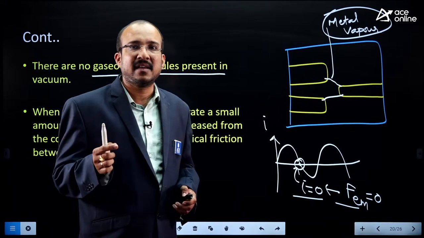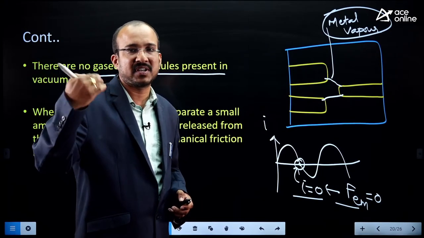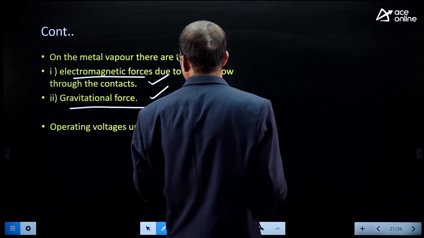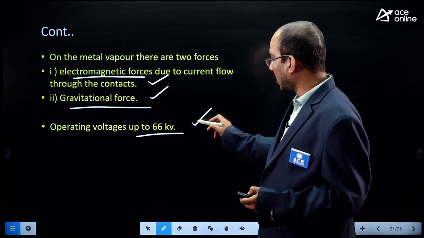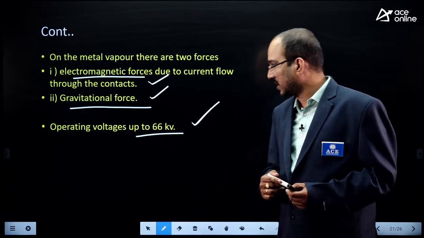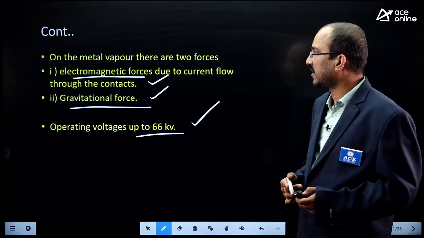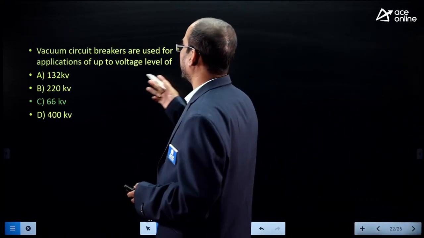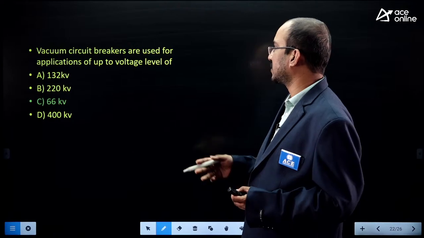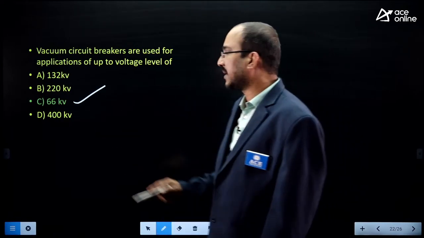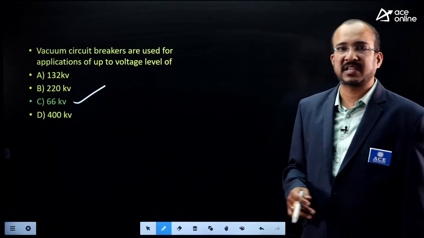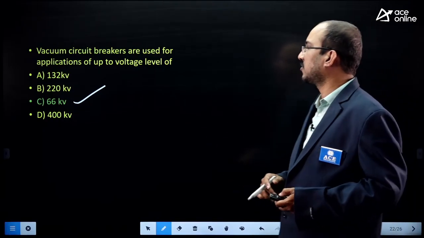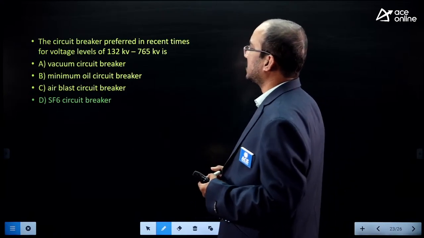We can say that first swing stability can be obtained by using vacuum circuit breakers. Okay, up to what voltage can we use vacuum circuit breakers? That can be up to 66 kV. Now if you observe, vacuum circuit breakers are used in applications up to what voltage level? These types of questions can be asked, that is 66 kV. Beyond 66 kV, creation of vacuum is difficult. That's why it is used up to what? 66 kV.